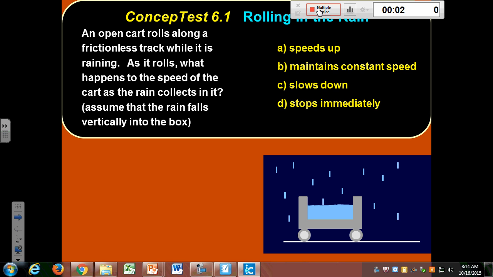I should have. An open cart rolls along a frictionless track while it is raining. As it rolls, what happens to the speed of the cart as the rain collects in it? So remember, momentum is always conserved. So this object has a certain momentum initially. Rain falls into it. And what happens to the speed of the cart as this rain falls into the cart?